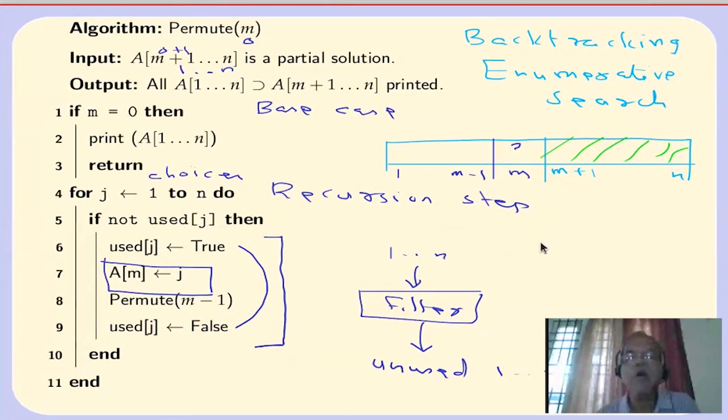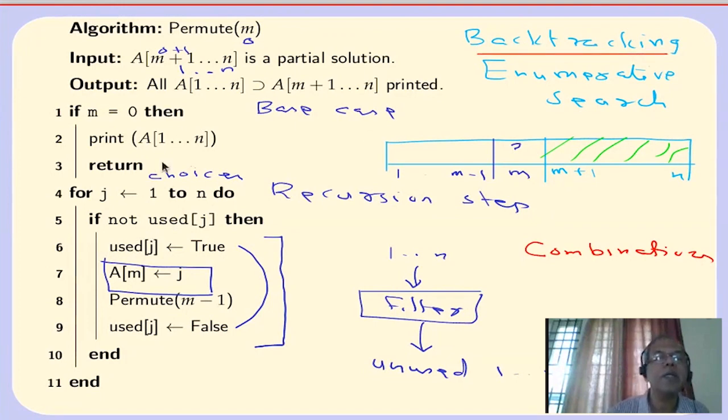Homework. How will you modify this algorithm to generate combinations? Remember, this is backtracking. I have copied and pasted the first page backtracking algorithm and made a few changes. That's all. So basically, it's a backtracking algorithm. Modify the algorithm to generate N choose R, all possible combinations of R items, N items taken R at a time.